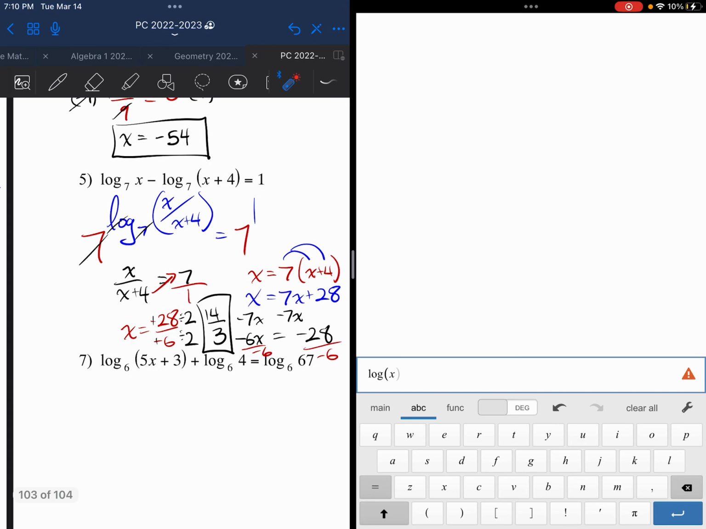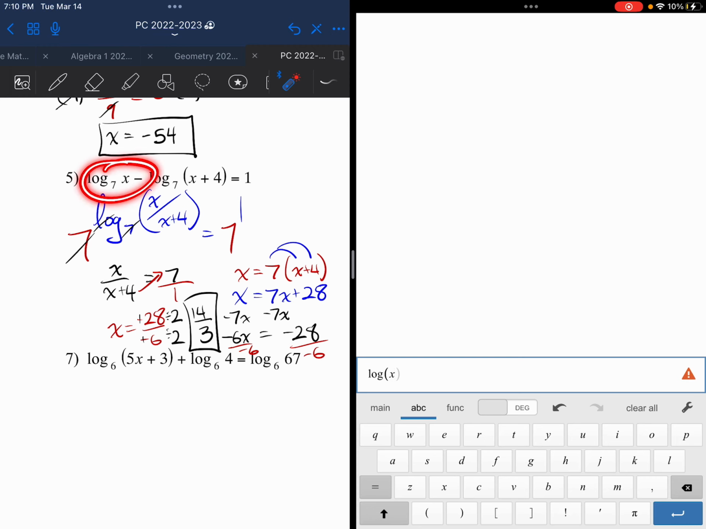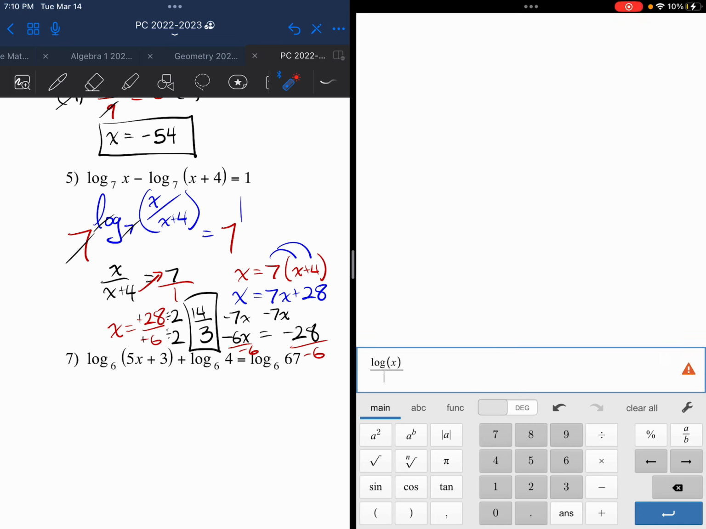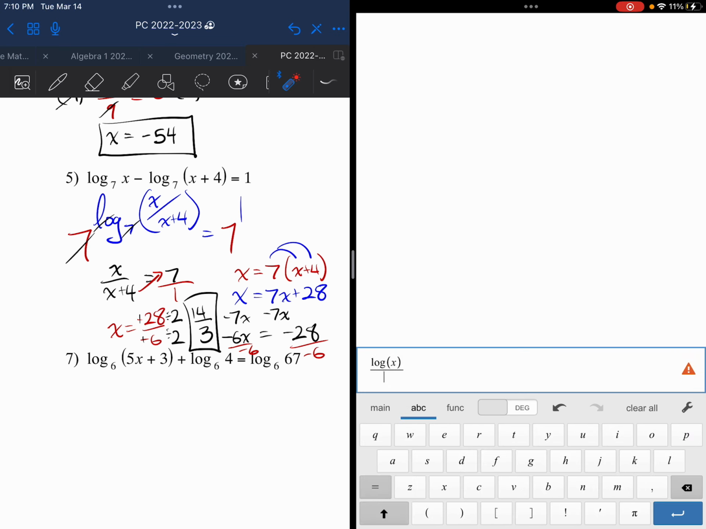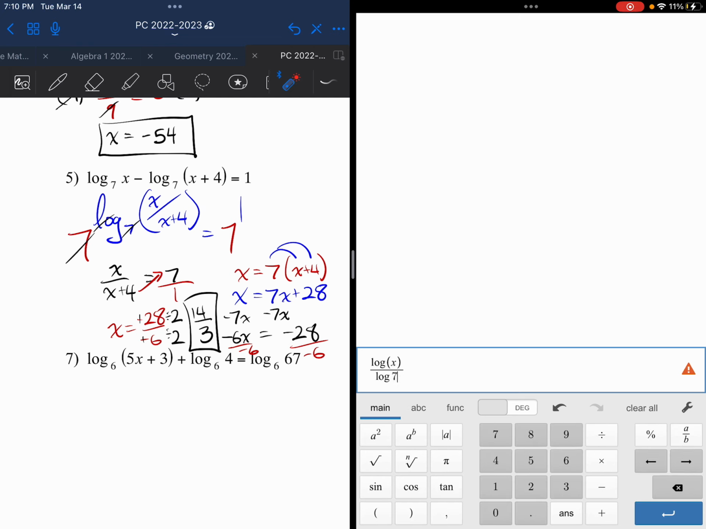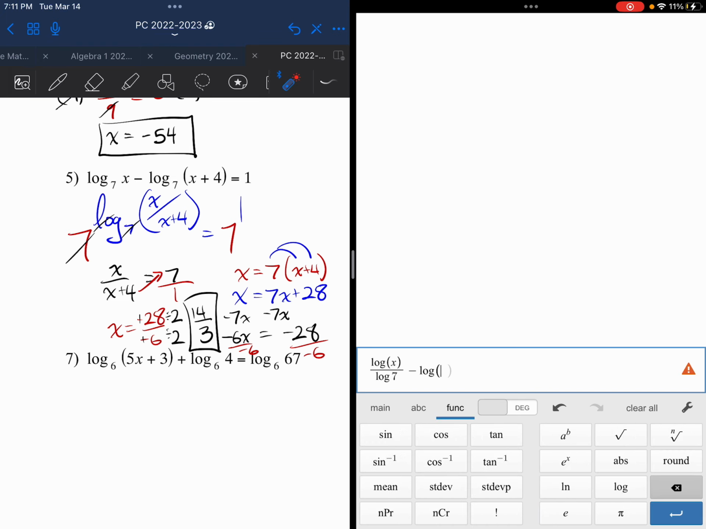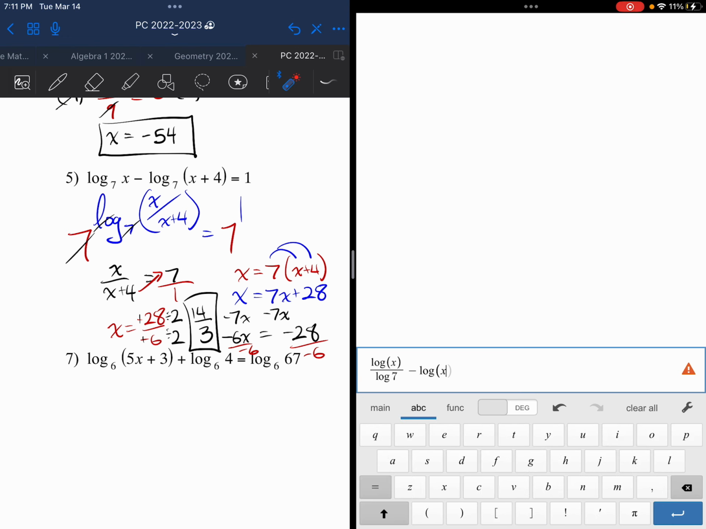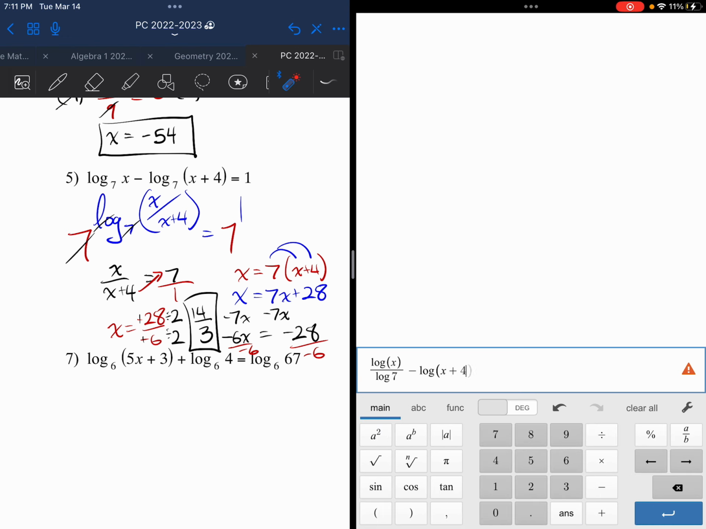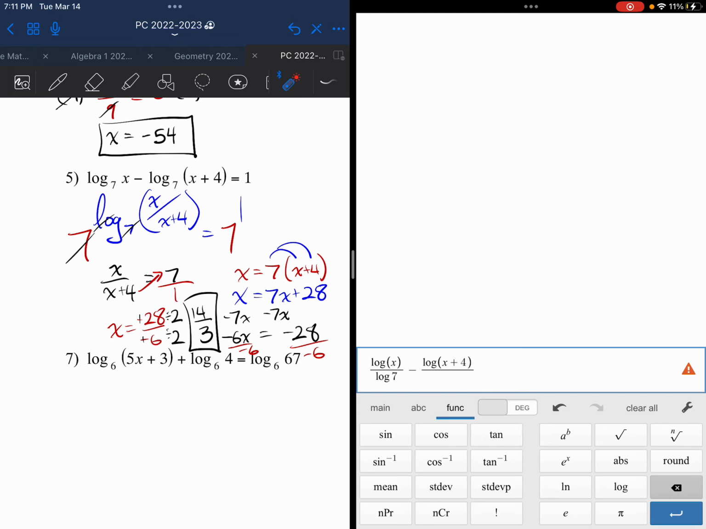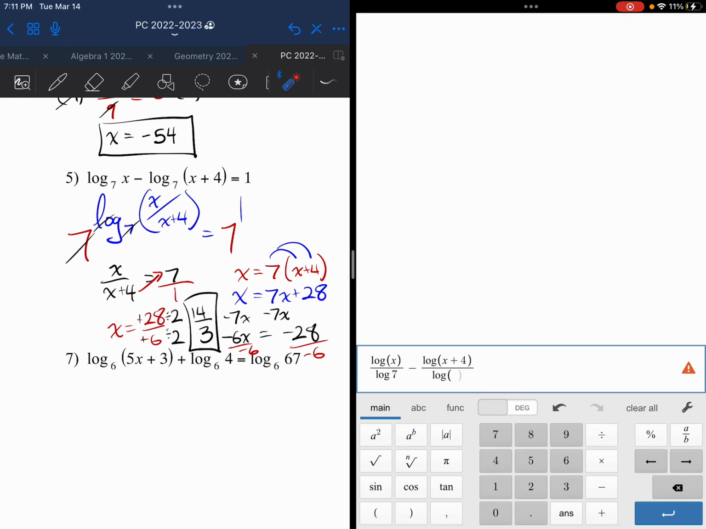I'm doing a change of base formula really quickly on it. So I'm just rewriting it as log of x divided by log of 7. So we'll type in log of 7, and then that's going to be minus log of x plus 4. So we'll say log of x plus 4, and that's all divided by log of 7 again. And let's go ahead and start punching things in for x.